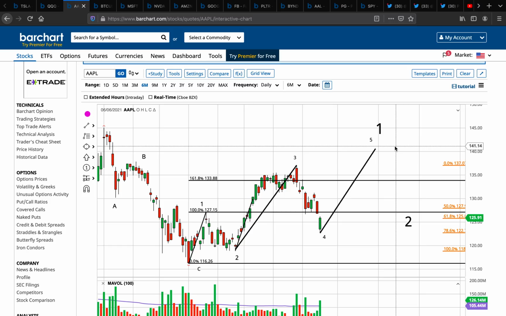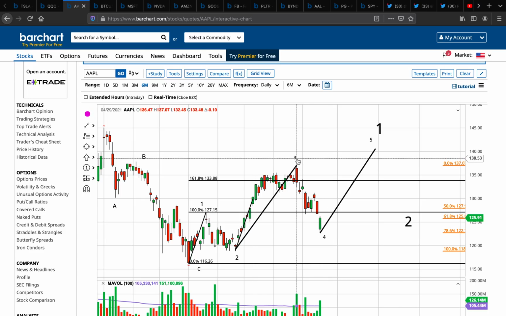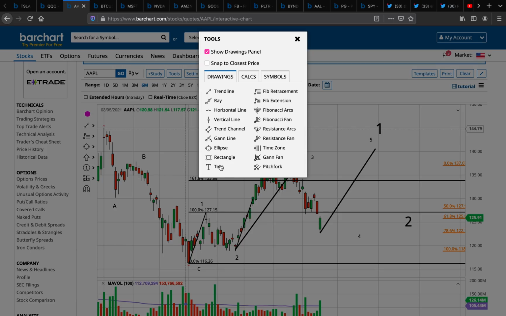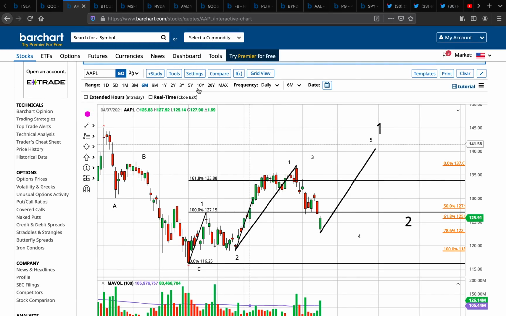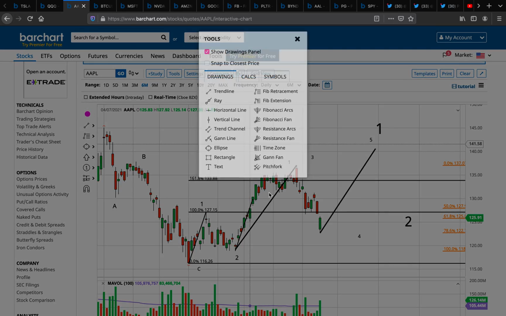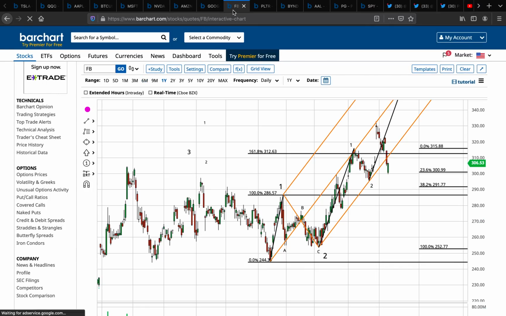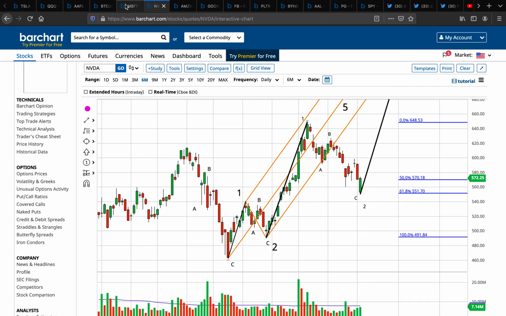Now, this is the same thing with QQQ, where Apple's broken the wave 1 high, and it's broken the 50% retracement of wave 3. So I think that there's a good chance in the future that we'll actually be counting Apple not as a wave 3 and a wave 4, but as another wave 1 and another wave 2 being completed. It's the exact same thing that we have with Facebook. And it's the exact same thing that we're probably going to see with Nvidia and Microsoft.